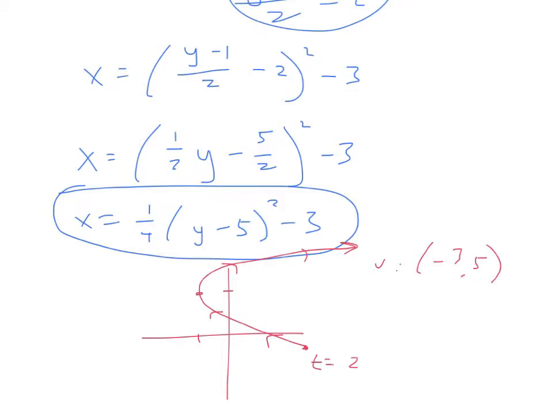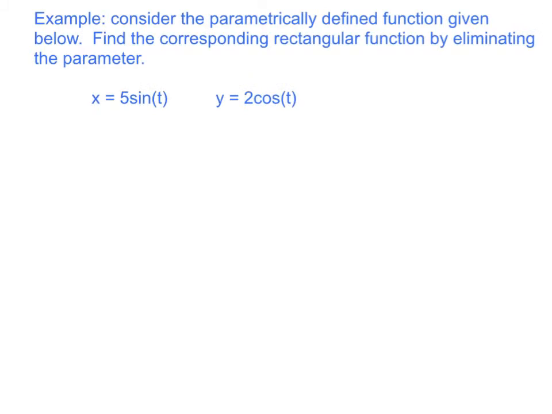But what this lesson is focused on is the idea that we can take things in parametric form and change them into rectangular form. I have one more example of that. It's a little bit more complicated, but we should be able to get through it. Alright, so here it is. Consider the parametrically defined function given below. I want to find the corresponding rectangular function by eliminating the parameter.